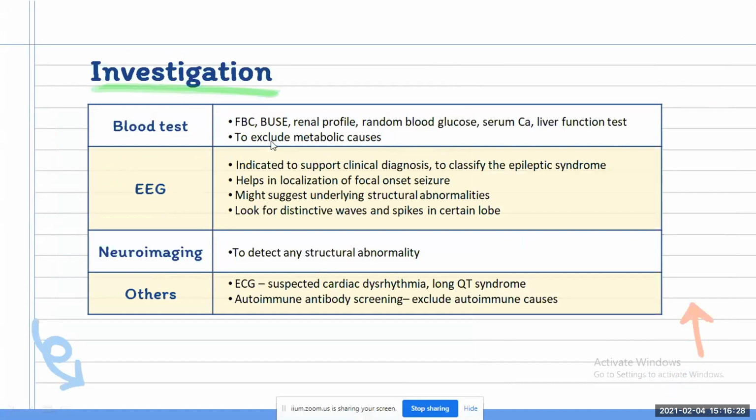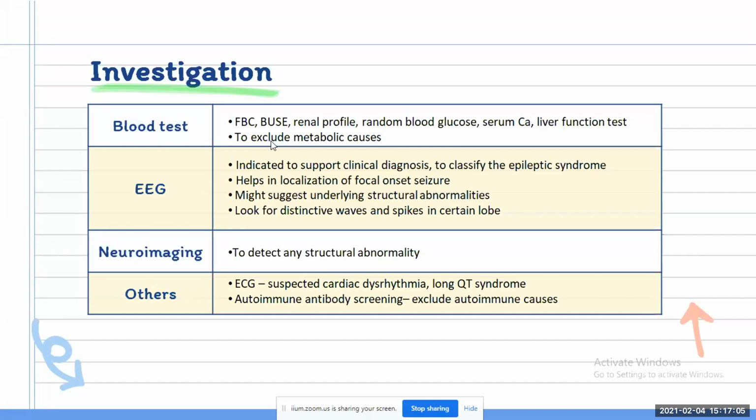Okay, since there are many etiologies that can contribute to the types, there are lots of investigations that we can do for the patient. For the blood tests, we can do the full blood count, BUS, renal profile, random blood glucose, serum calcium, liver function test. From them, we can expect to see changes in the sodium or calcium level, and we can use them to exclude any metabolic causes.